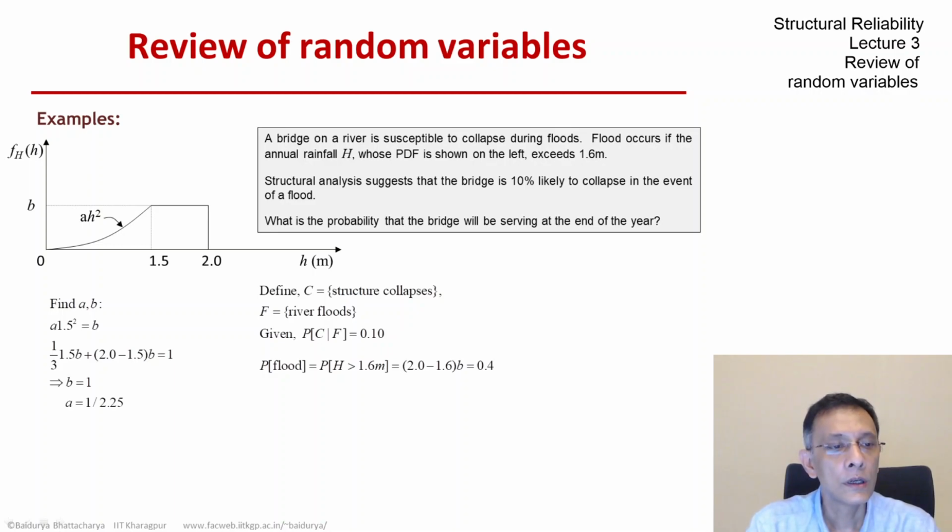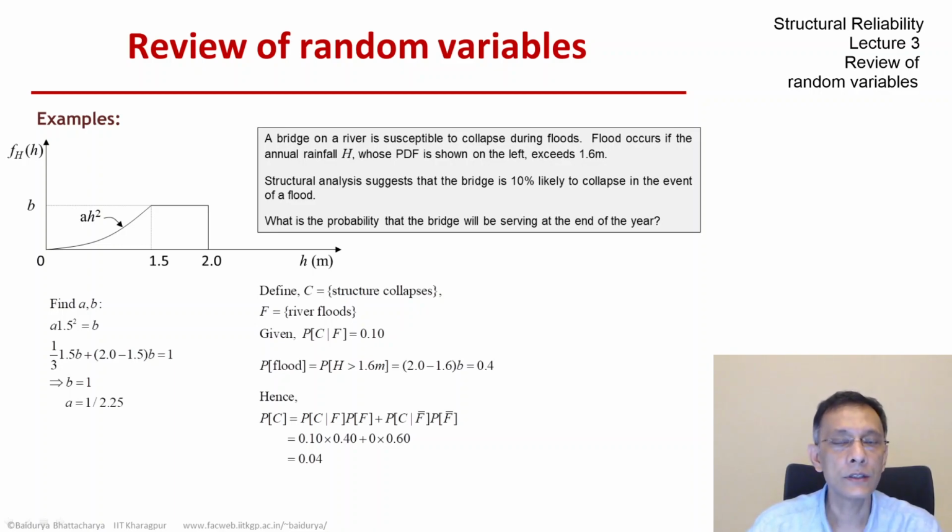As before, P of C given F is 0.1. So using total probability, P of C is P of C given F times P of F, plus P of C given F bar times P of F bar. And as before, we assume that if there is no flood, the bridge has no problem, it's sure to stand. So that gives me a collapse probability of 0.04, and what's been asked is the bridge will keep standing at the end of the year, so that is 96%.